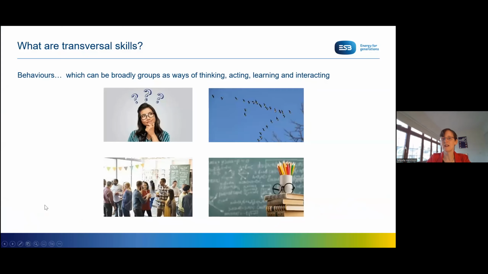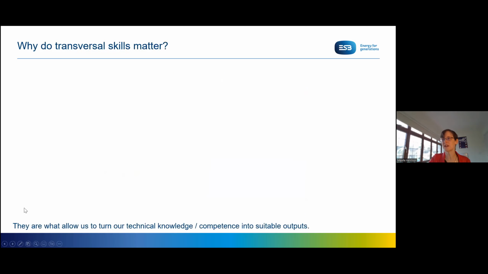So, behaviours, that's what transversal skills are. And the way we look at it is that they can broadly be grouped into ways of thinking, ways of acting, ways of learning, and ways of interacting. And because of where we find ourselves, we need people with these skills. So why exactly is it important?